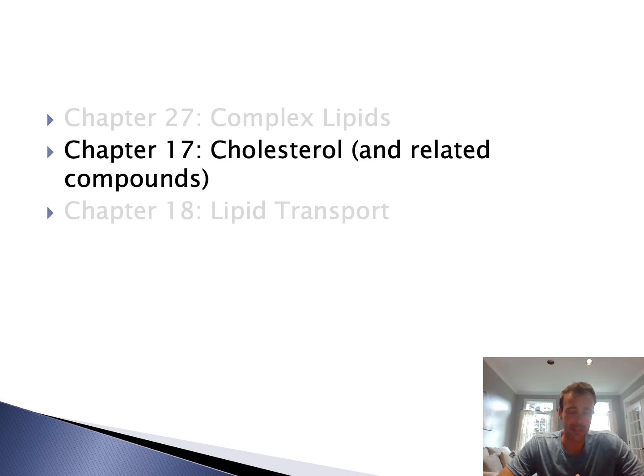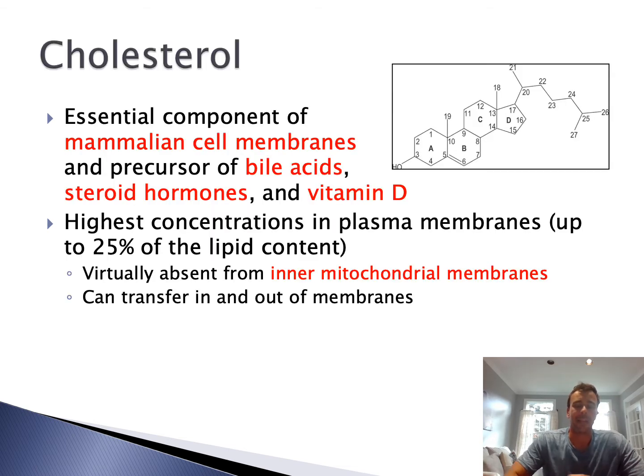The other lipids we've talked about in the past, and that I'm going to dive a little bit deeper into, are cholesterol and compounds that are related to cholesterol, such as steroids and bile acids. Here's a picture of cholesterol itself. It's a six-membered ring, and it has this fatty tail. Cholesterol is an essential component of mammalian cell membranes, and again, it's a precursor to bile acids, steroids, and vitamin D. The highest concentration is in plasma membranes, up to about 25% of the lipid content, and it's virtually absent from the inner mitochondrial membranes.